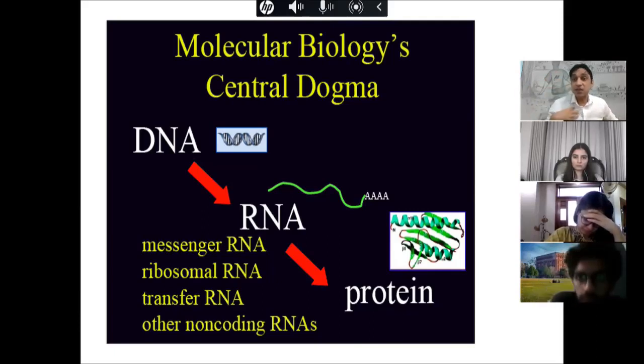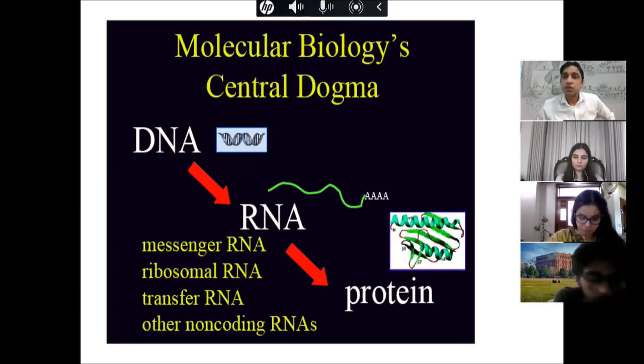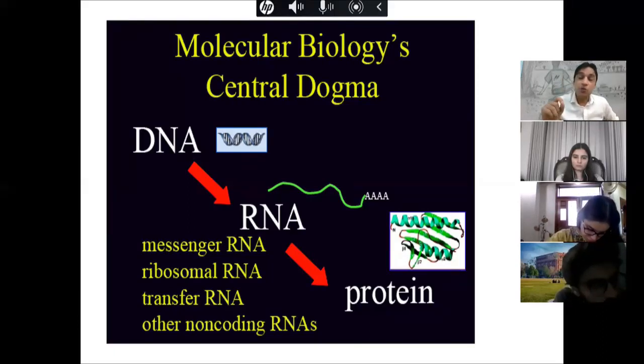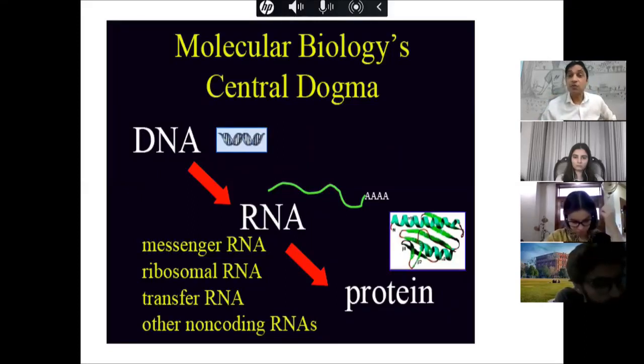For example, if the cell is in trouble, P53 is required to be expressed. If the cell is not in trouble, it would be a waste of energy to produce those proteins. So the regulation occurs at the translation level, whether the translation is required or not.